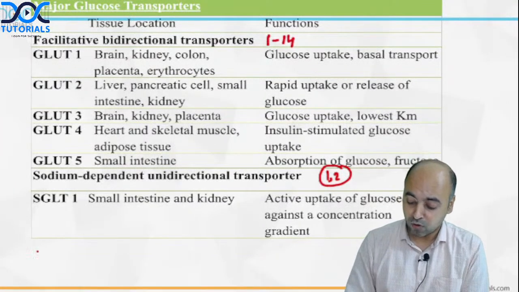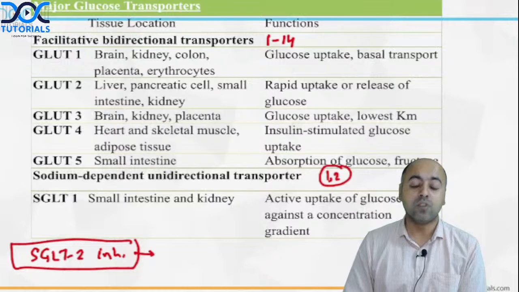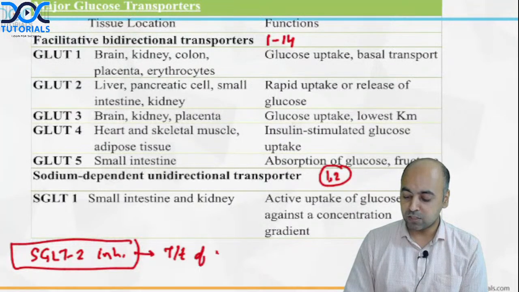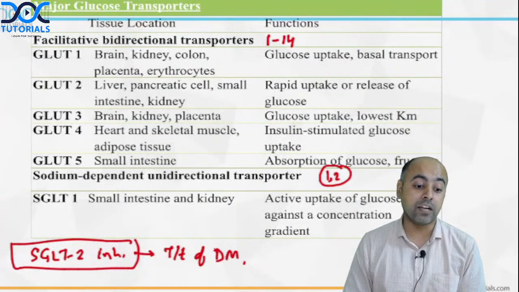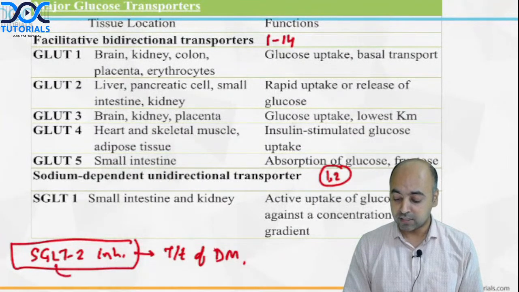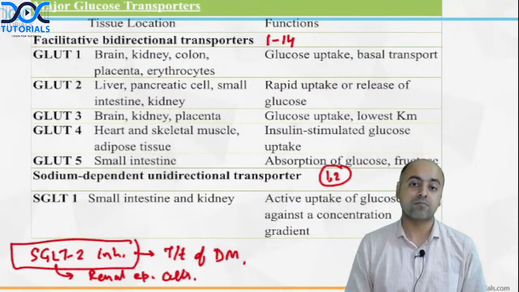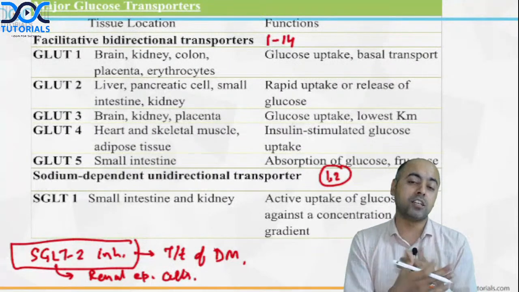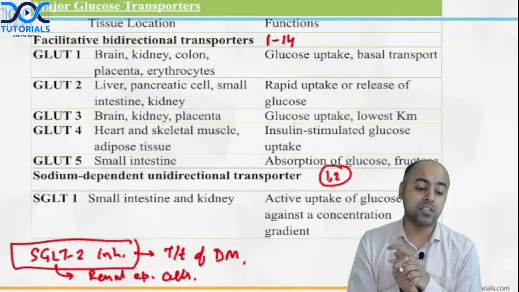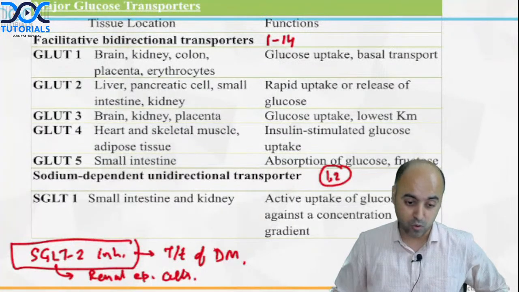Please note, for SGLT2, we now have inhibitors available, which are used in the treatment of diabetes mellitus. SGLT2 is present in the renal tubular cells, in the renal epithelium. So if you block them, the reabsorption through SGLT2 will be inhibited. Okay, that is an additional point.